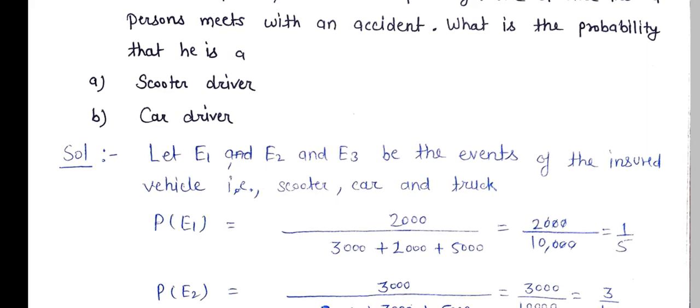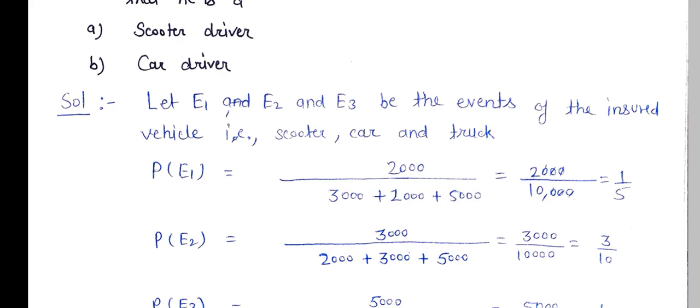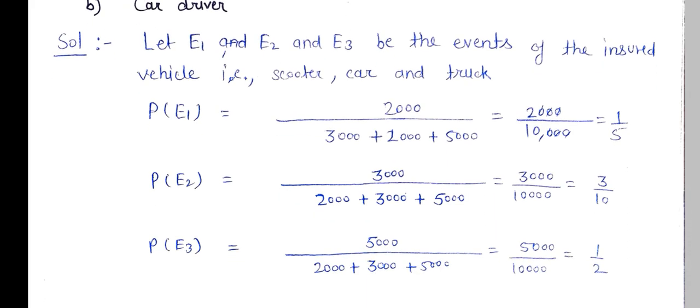Now, the first one, let E1, E2, and E3 be the events of the insured vehicle: scooter, car, and truck. So the probability of E1, that means scooter probability, is equal to 2000 upon 3000 plus 2000 plus 5000, which is 1/5. Now P(E2), that means the car probability, is 3000 upon 10000, 3/10, and P(E3), the truck probability, is 5000 upon 10000, which is equal to 1/2.